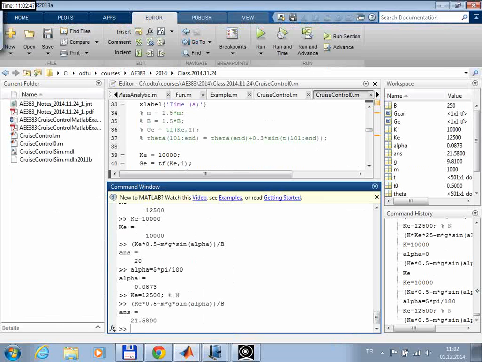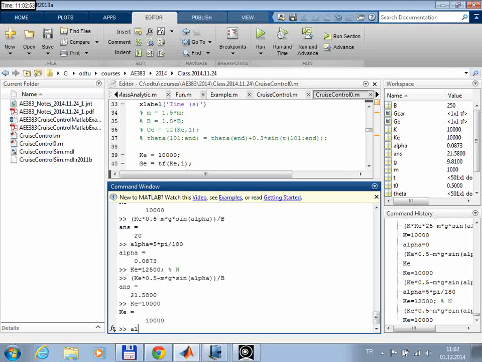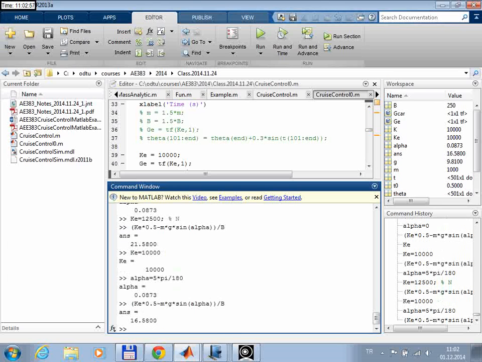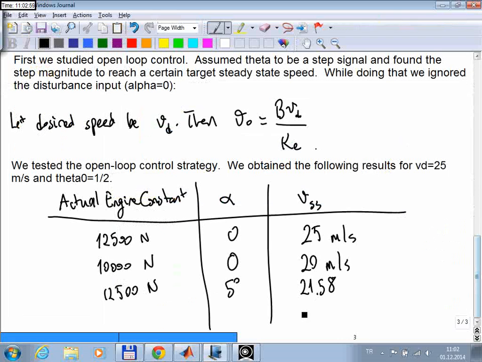And then as the last case, let's consider both: the engine is bad, for which KE is equal to this much, and there's some alpha, 5 degrees. And the final speed for this case is 16.58. Okay, so this table summarizes all the simulations we've done last week.